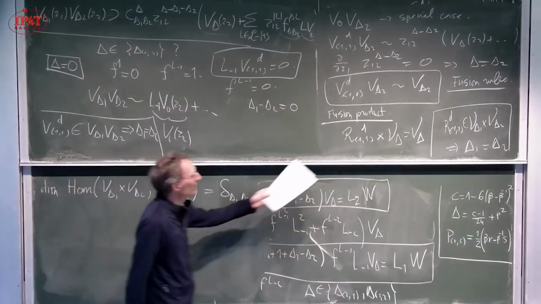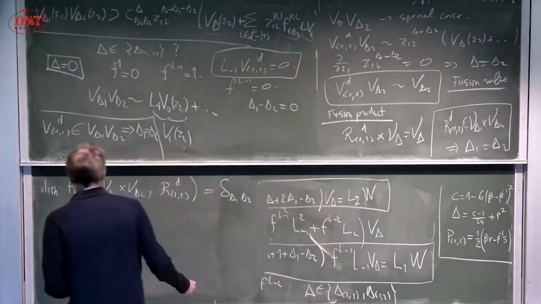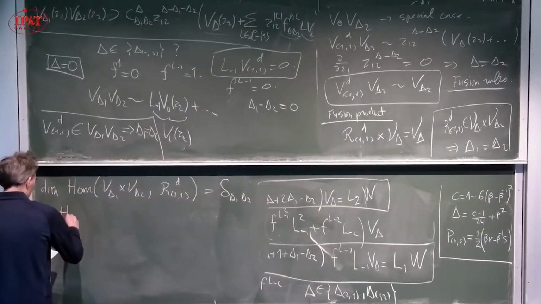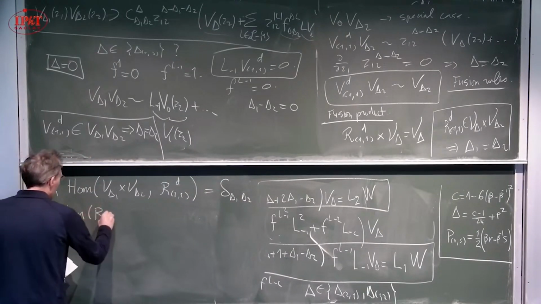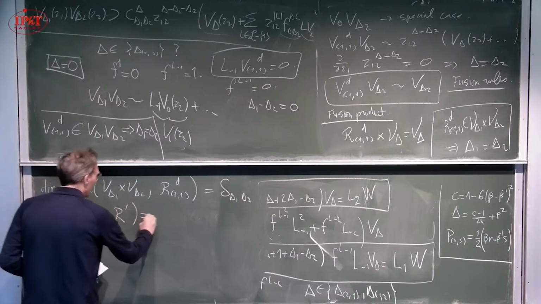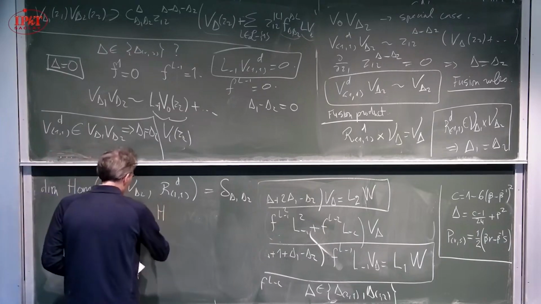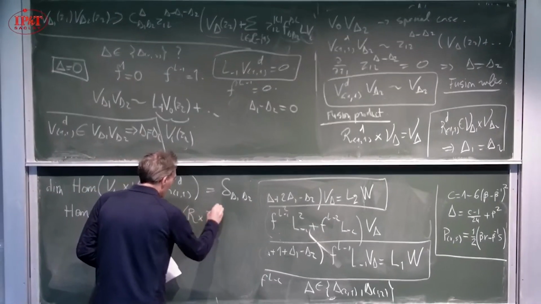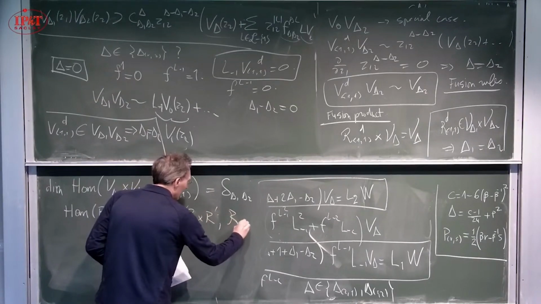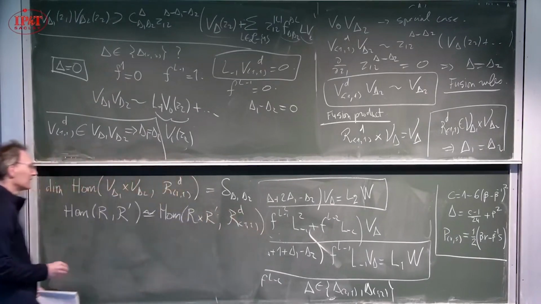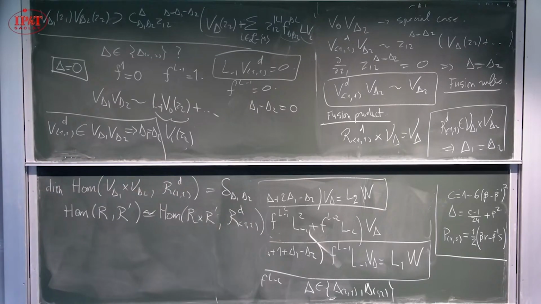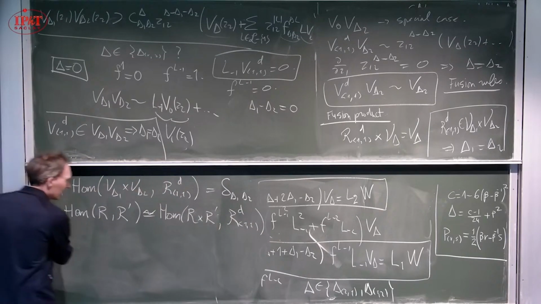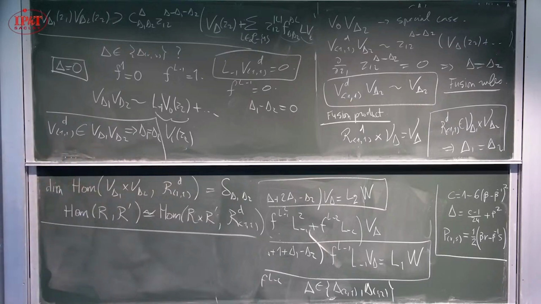Okay, and then the equivalence between these two statements, well, I can write it as the space of homomorphisms from R to R prime, for any two representations R and R prime of Virasoro, is isomorphic to the space of homomorphisms from R times R prime to R11. Okay, so that's just the algebraic interpretation of this rather trivial fusion rule. So let's now consider less trivial fusion rules, unless we have questions.